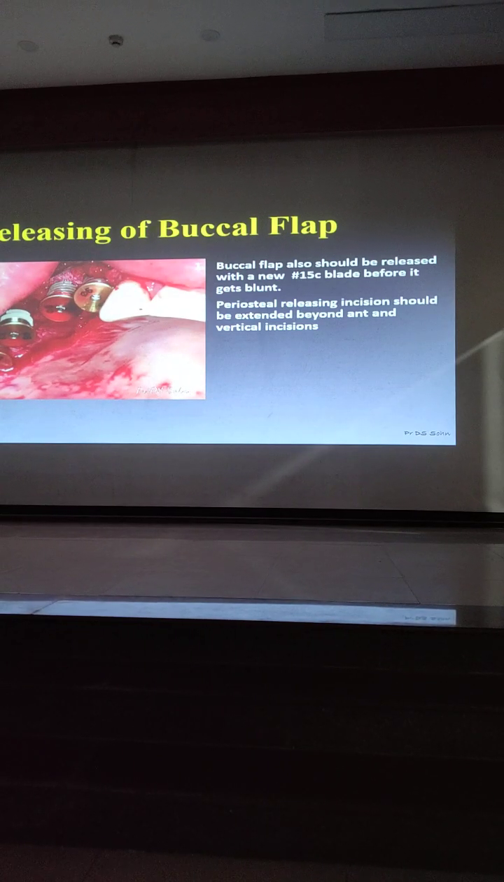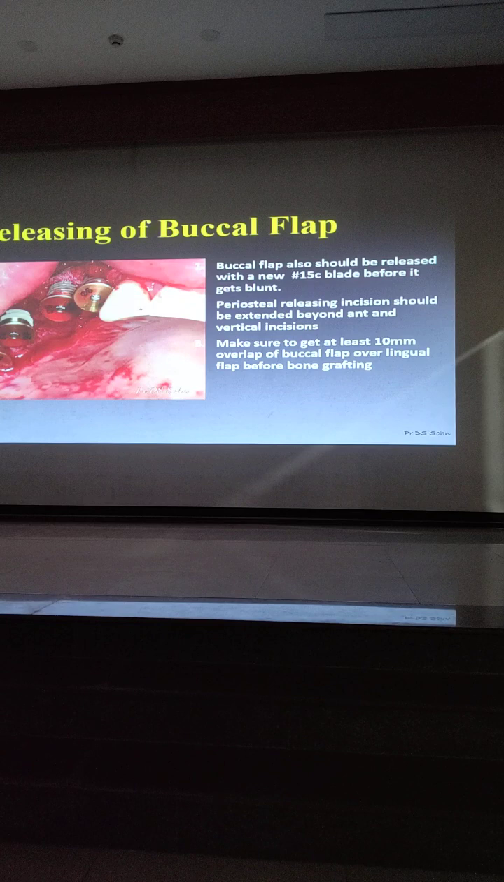Crestal release incision overextended beyond the vertical incisions. And make sure to get at least a 10 millimeter overlap of buccal plate and lingual plate before grafting. After bone grafting, you need to get 2 millimeters of overlap of buccal plate, lingual plate, or palatal plate. This is a real tension-free closure.